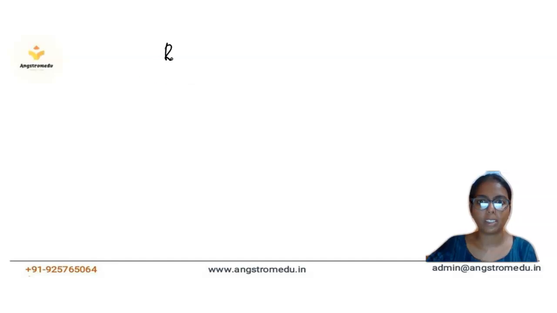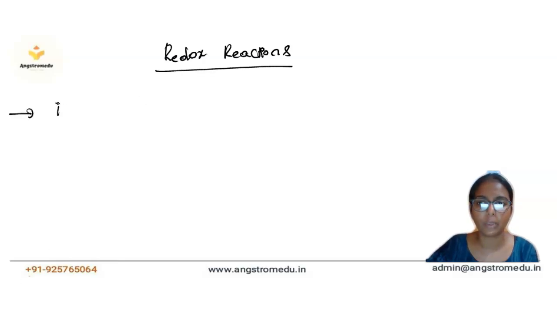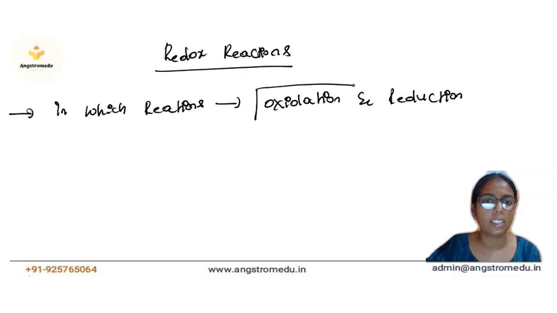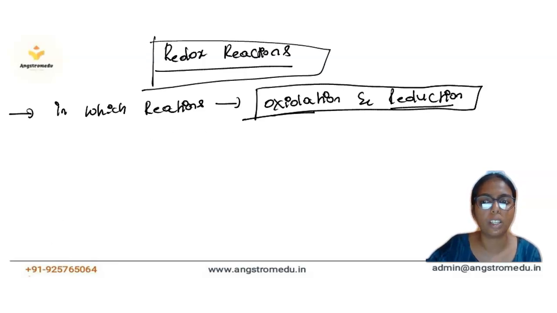Here the topic is redox reactions. So let's look at what is meant by the redox reaction first. Redox reactions are the reactions which undergo oxidation and the reduction simultaneously. So the reaction which has both oxidation and the reduction is termed as a redox reaction. So this is the basic definition for the redox reaction.